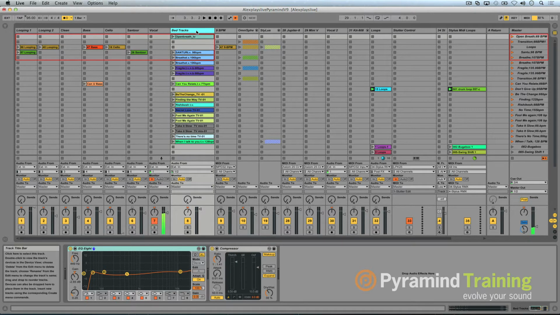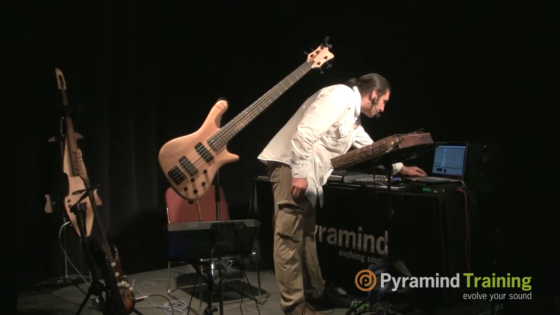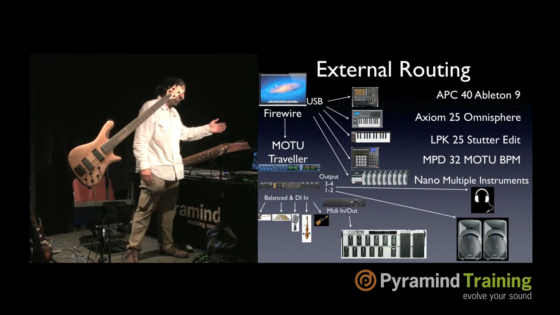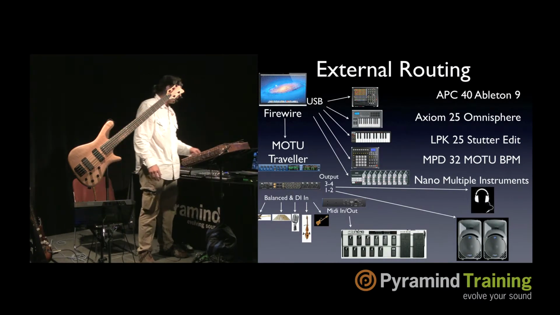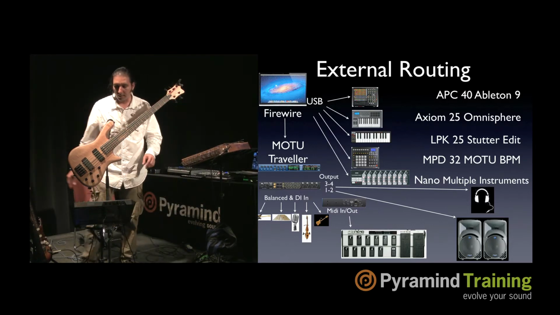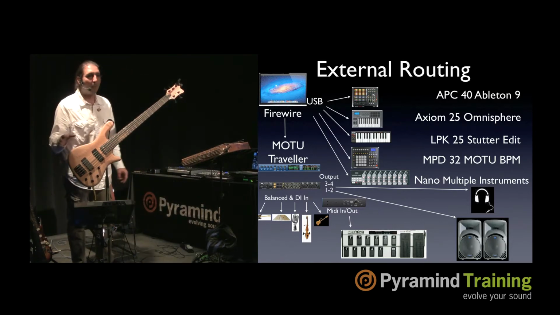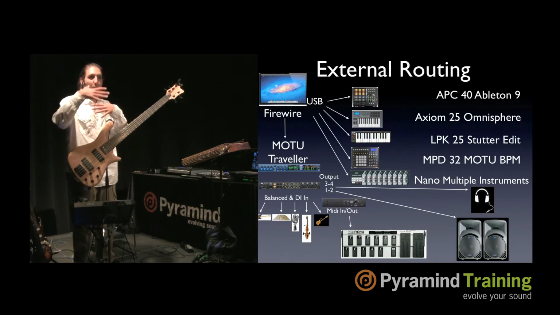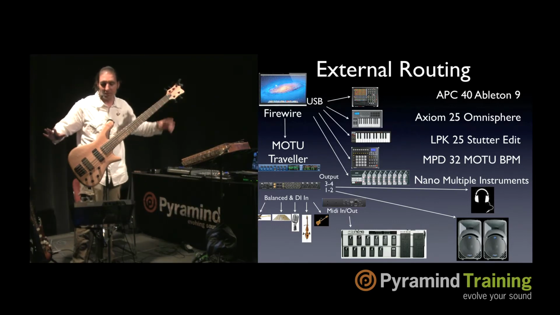So that's basically that channel. Now let's take a look at the routing, because there's a lot of routing going on here. I have my computer, and I have a whole bunch of USB going out. I have this APC 40. So I'm basically the opposite of the Ableton Push. Ableton Push is just one thing. I have a lot of different controllers.